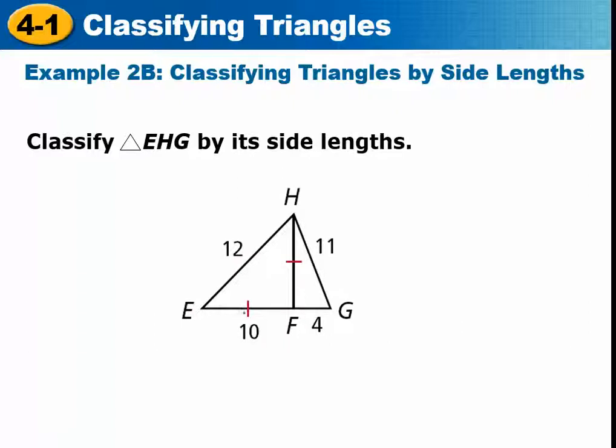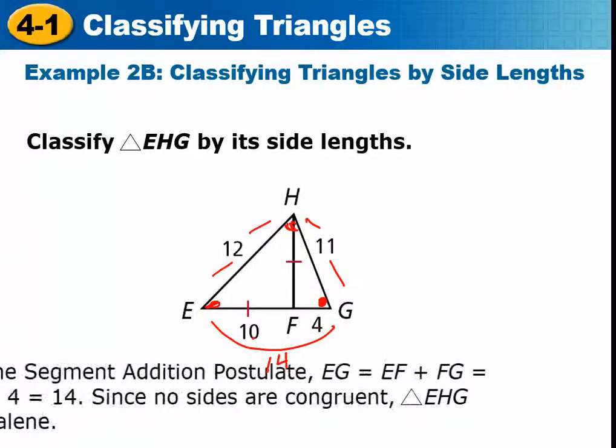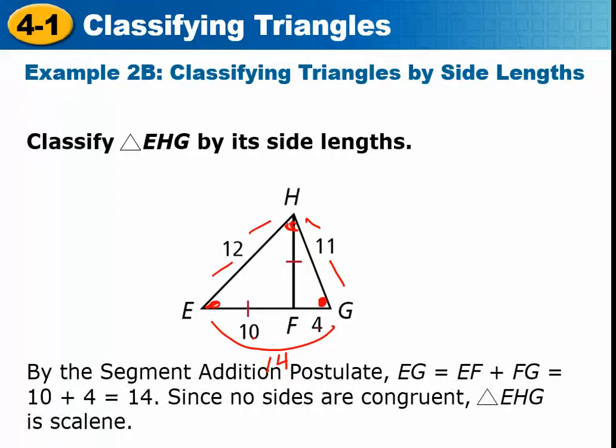Okay, now let's look at EHG. All right, we have that this side here is 12, this side is 11, and down here we would have to add the 10 plus 4 together to get 14. All 3 sides have different lengths. None of them are congruent then, so it's a scalene triangle.